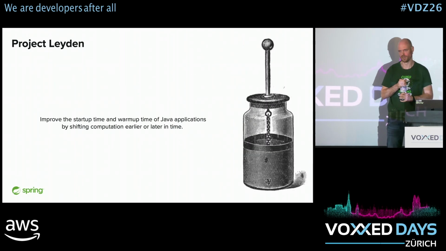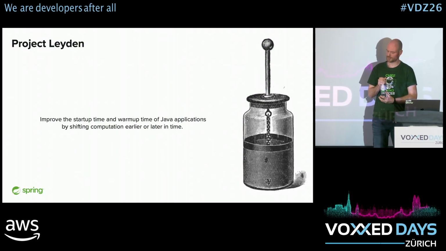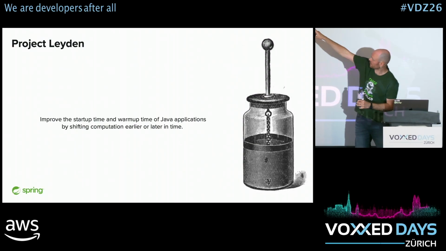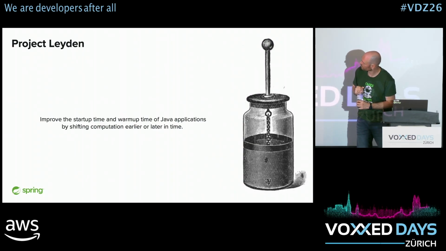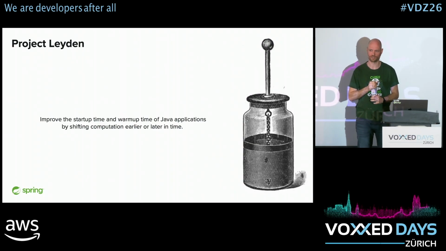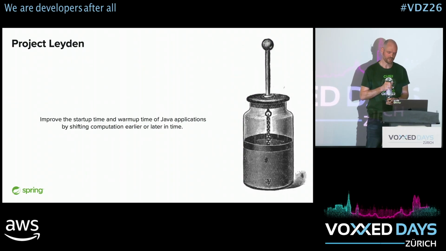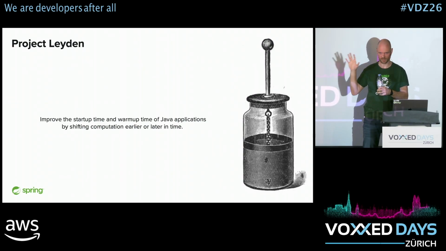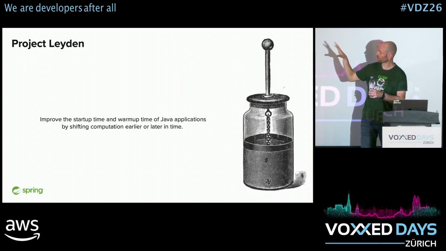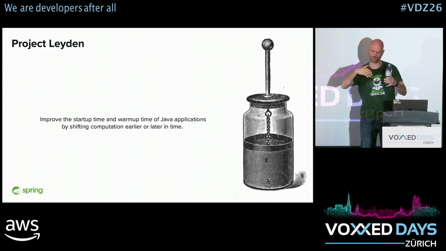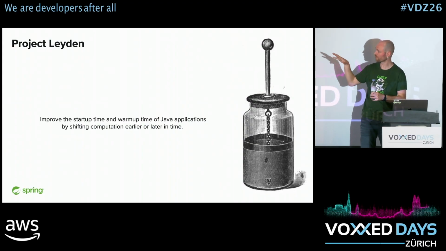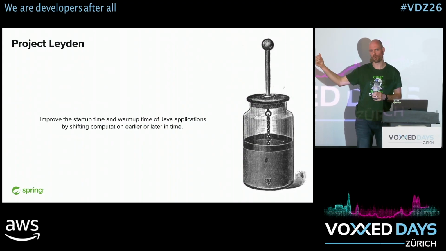What is Project Leyden? Project Leyden is named after this Leyden jar here, and this is a thing from 1800 or whatever, and it can store charges of electricity. And the idea of Project Leyden is that it's a prototype, and prototypes in Java work that way. They essentially fork the JDK, and then they work on that stuff, and sometimes they merge it back. And with Project Leyden, they worked on a lot of stuff which has already been merged back.